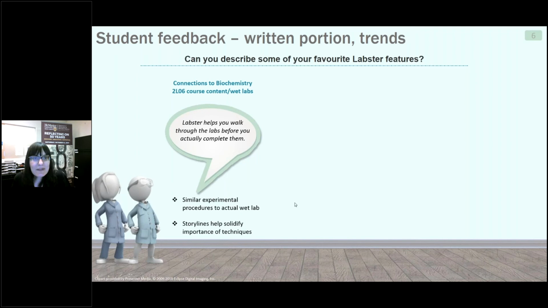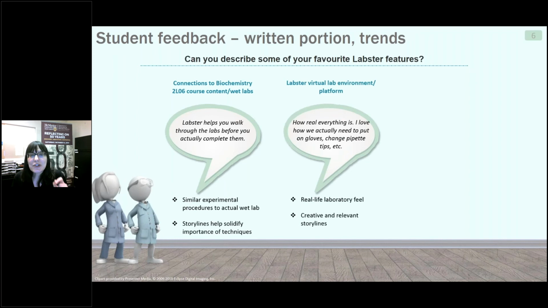Some of the other trends that I noticed here was that students thought that Labster had similar experimental procedures to the actual wet lab. The Labster storylines helped solidify the importance of the techniques. So that was very nice. Students also commented on their favorite Labster features with respect to the virtual lab environment and the platform. So here's a good student comment: how real everything is. I love how we actually need to put on gloves, change pipette tips, etc.